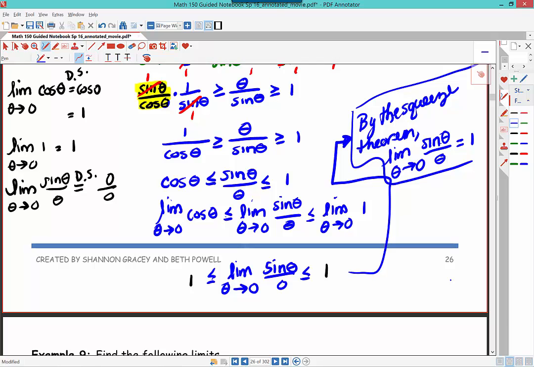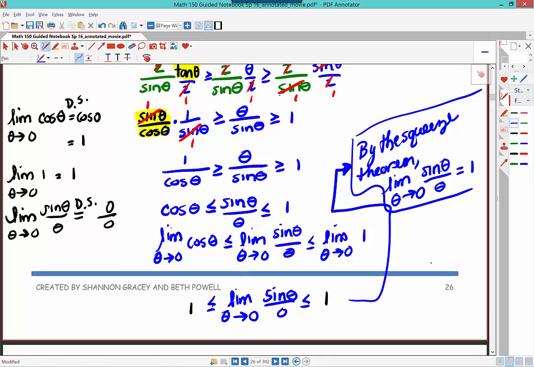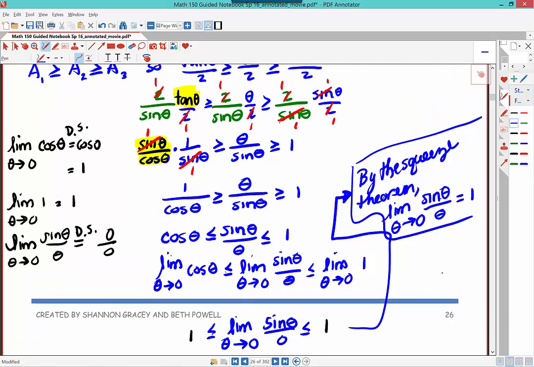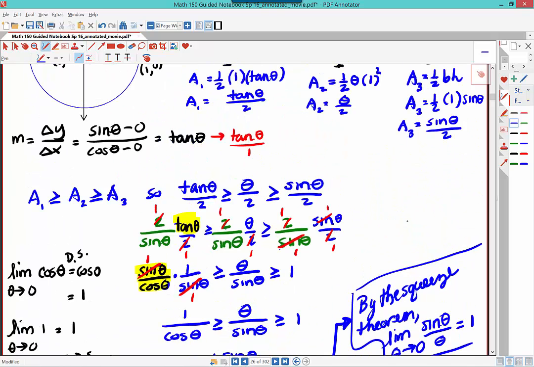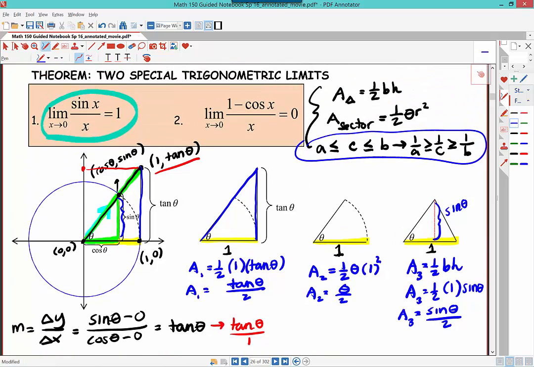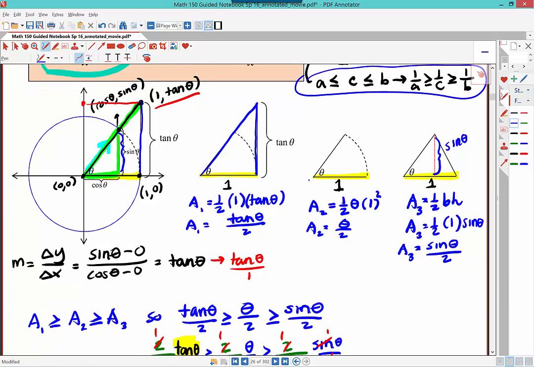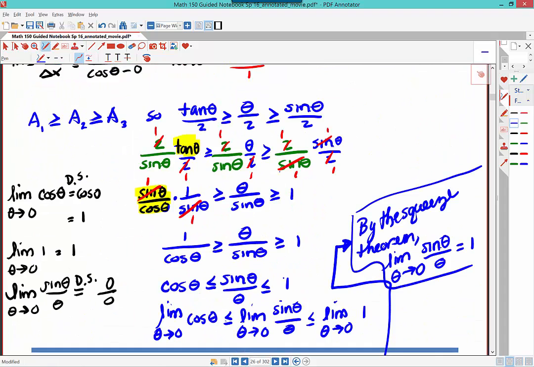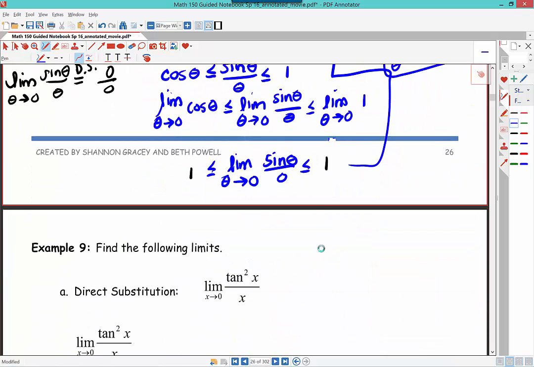Okay, so you're not going to have to use all of this. I just wanted to show you an example of the squeeze theorem and tie it into these special trig formulas. You basically have to memorize all of this stuff. So you have to memorize these special trig limits. You're going to use them not only here, but in Calc 2 and Calc 3, so you might as well get them in your brain.